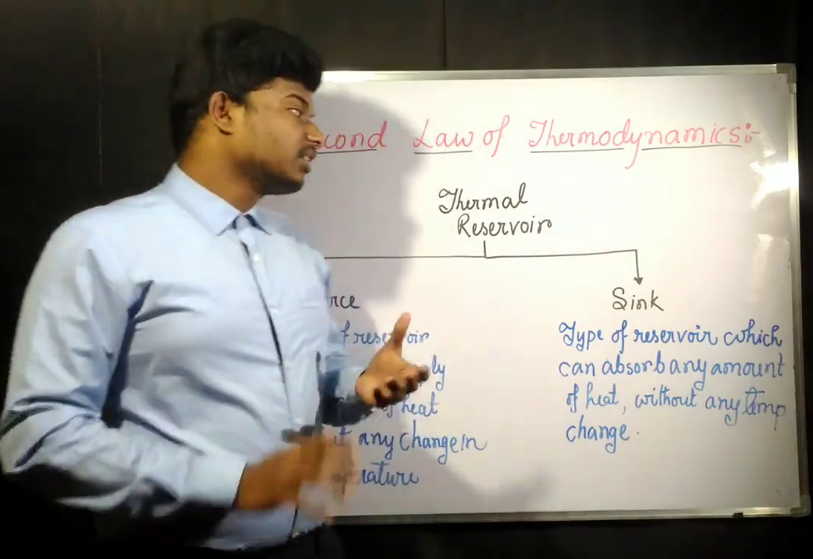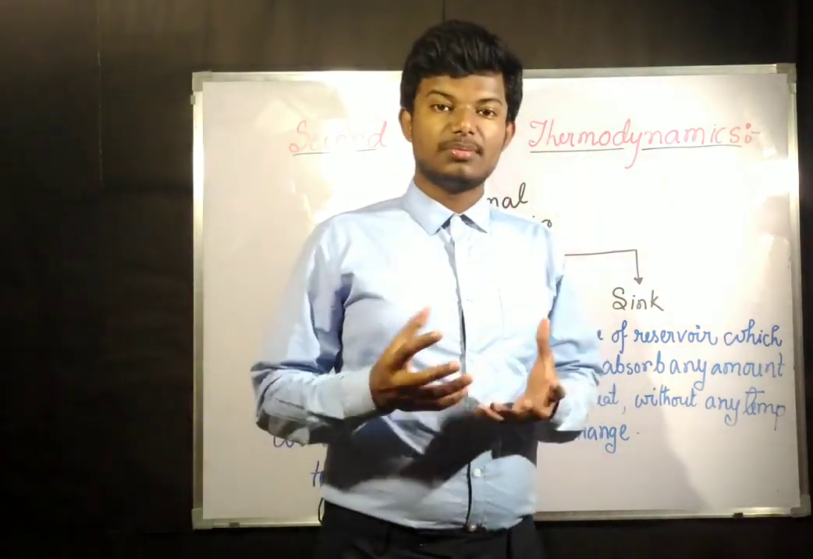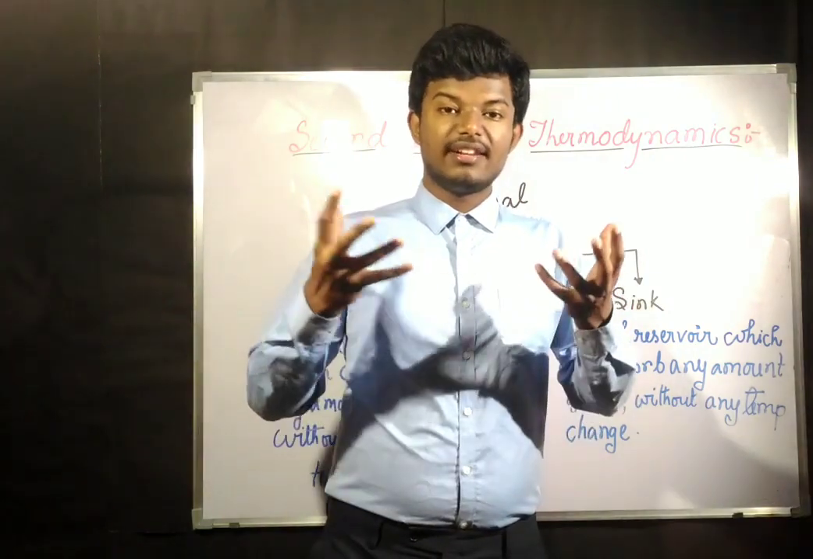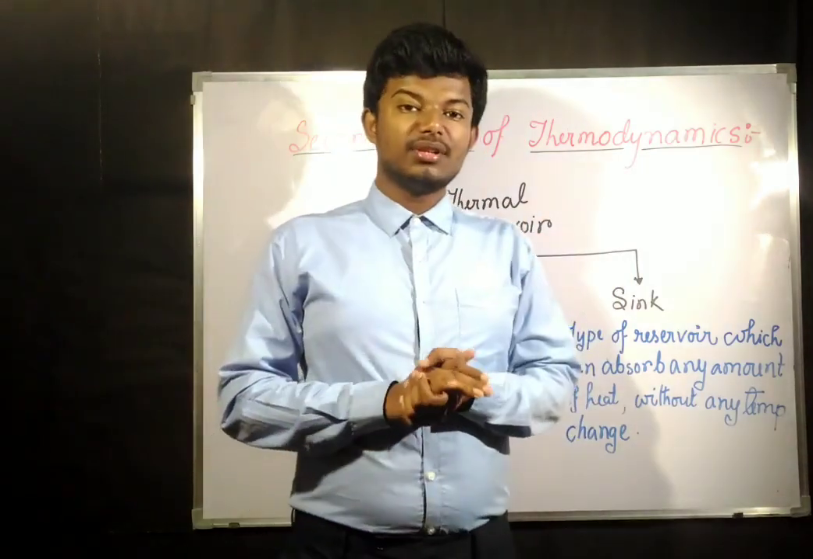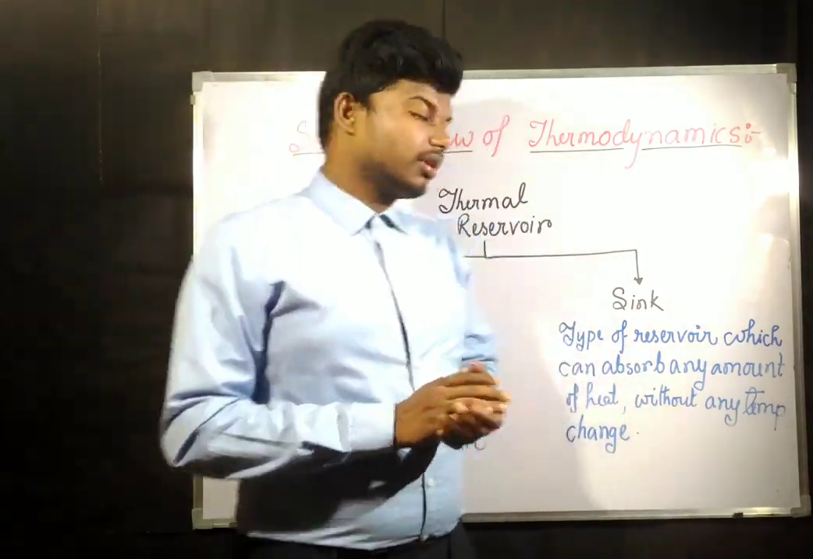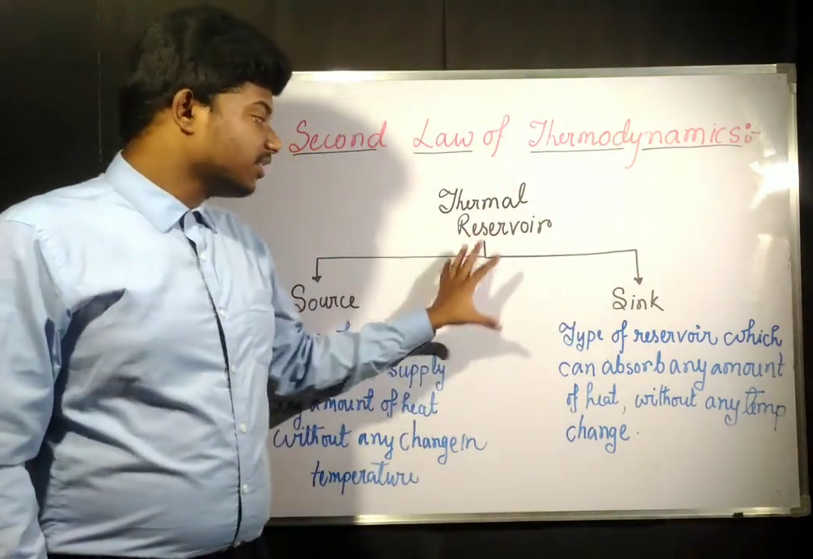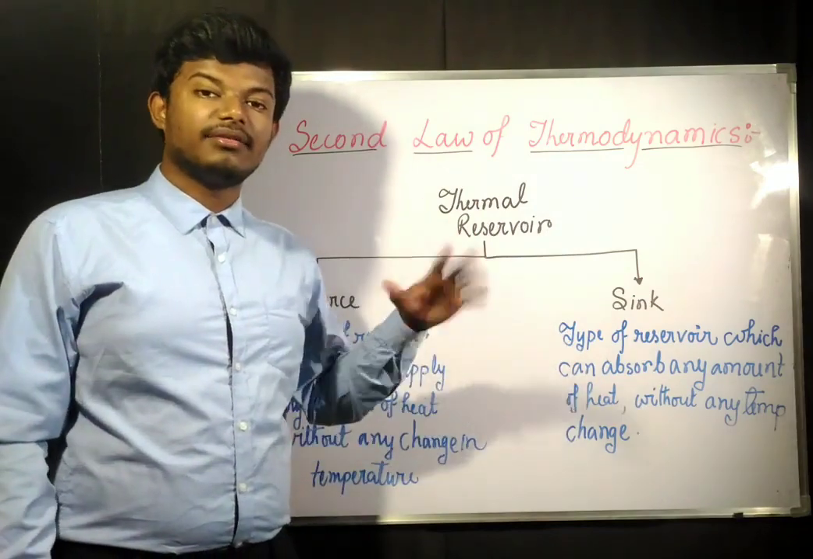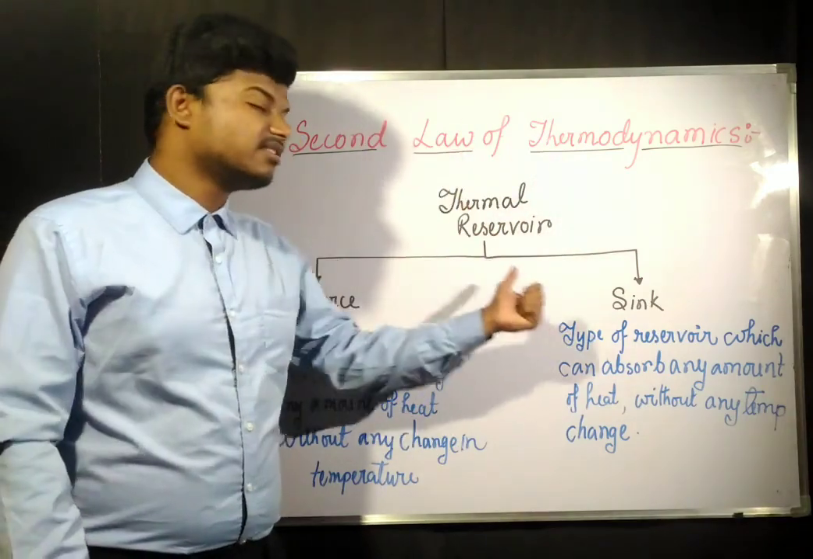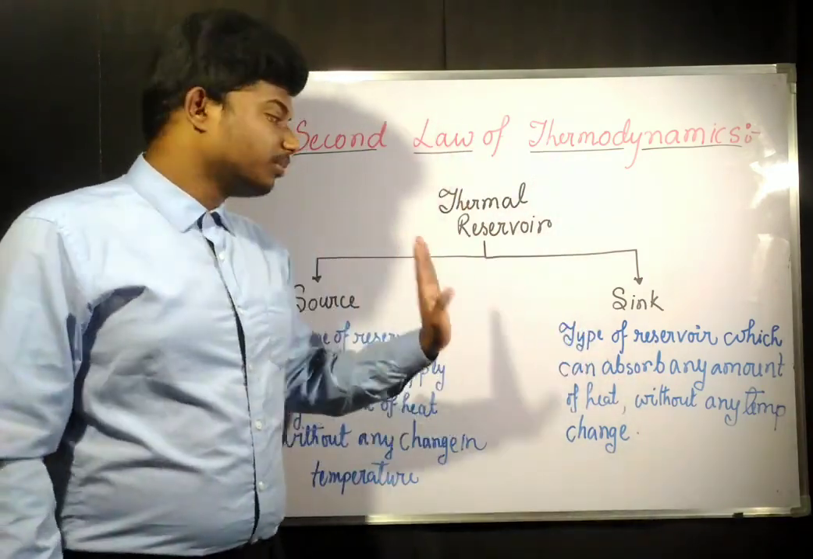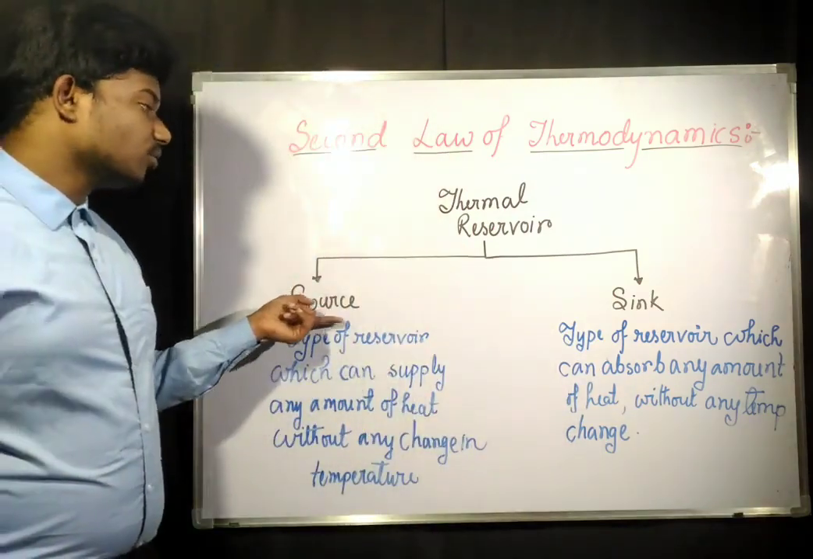The next thing we are going to read is thermal reservoir. Now a reservoir is something which stores something. A water reservoir stores water. Like that, a thermal reservoir is something which is going to store heat. These thermal reservoirs are of two types: one is source and one is sink. This source and sink will come a number of times during the discussion of the second law of thermodynamics, so better we know it before starting the chapter.